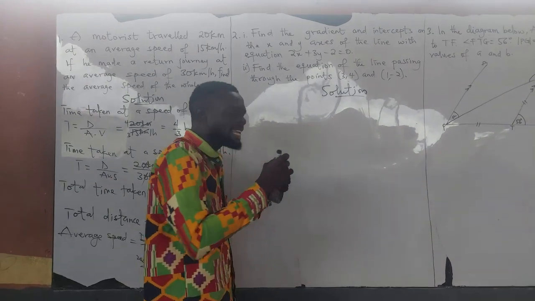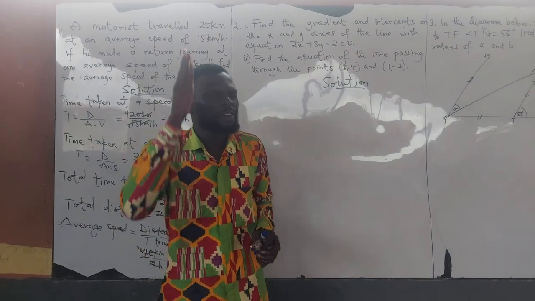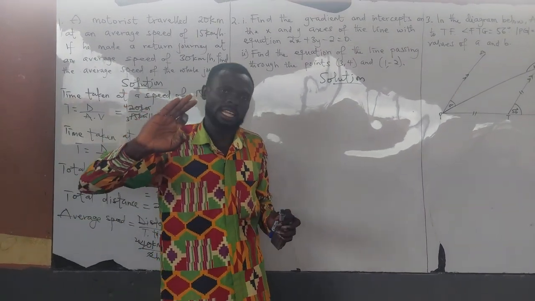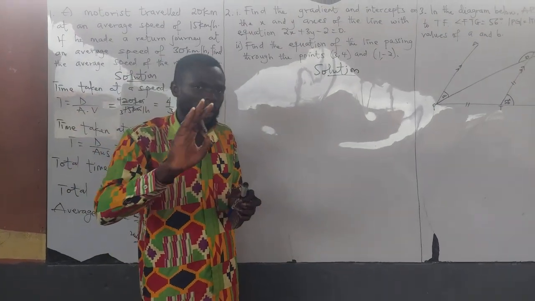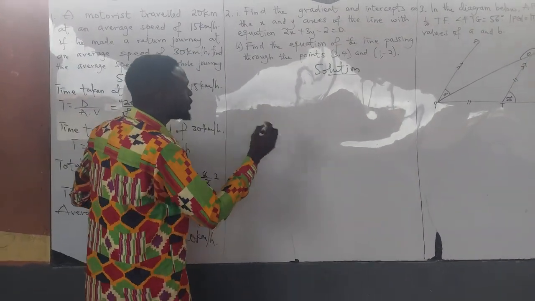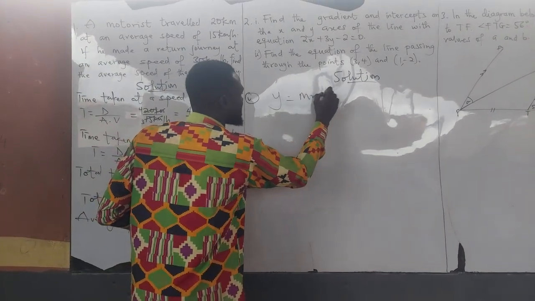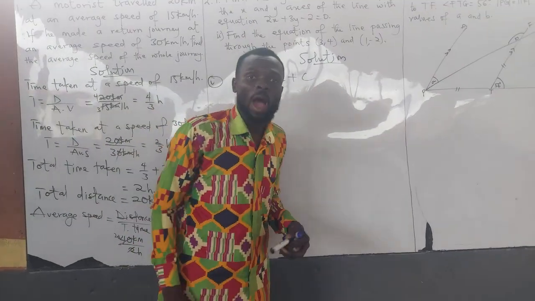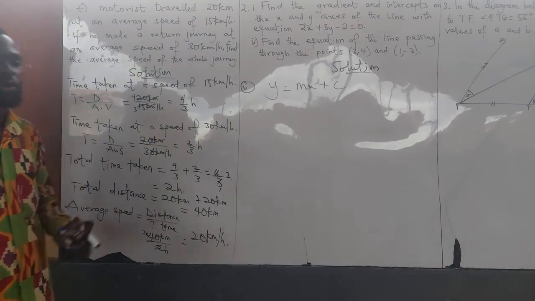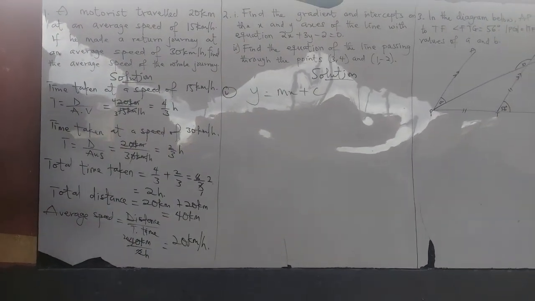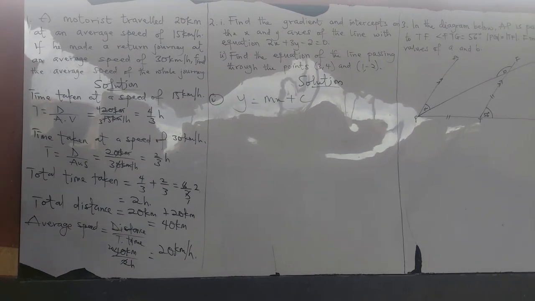Now, every line has a general equation or a general formula. Every linear line, let me use the word linear. Every line graph has a general equation. And the general equation is y is equal to mx plus c. y is equal to mx plus c. So let's look at this equation carefully and see if we can remember something when it comes to the gradient of a line.